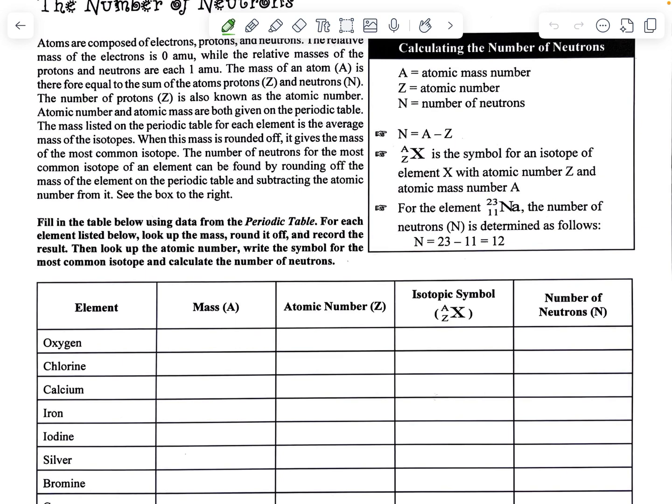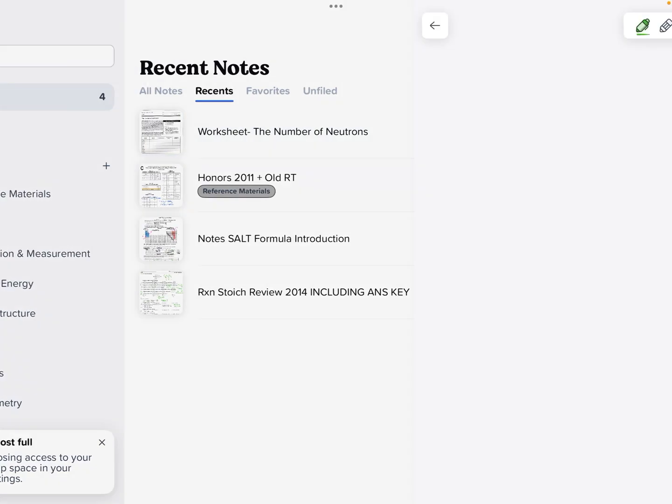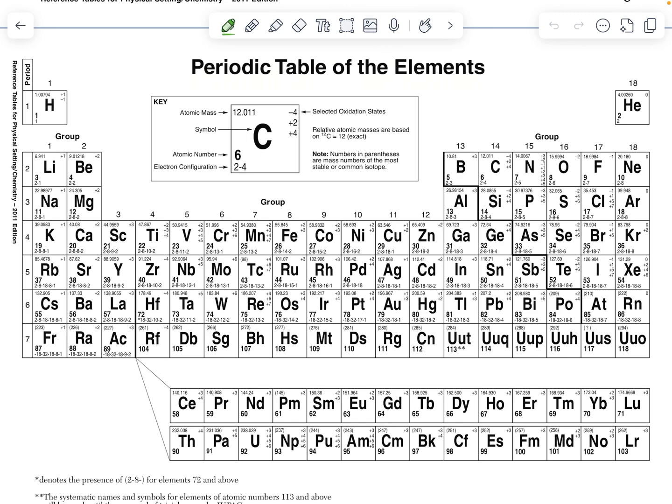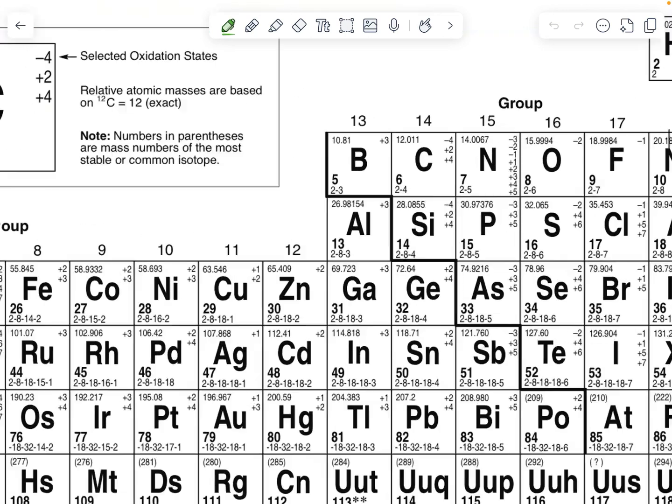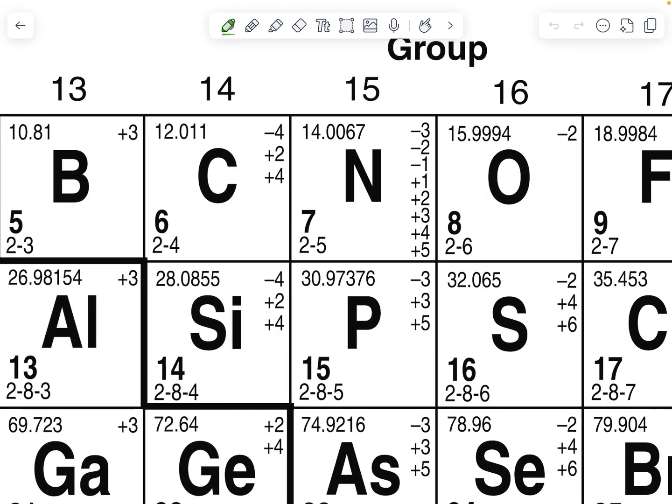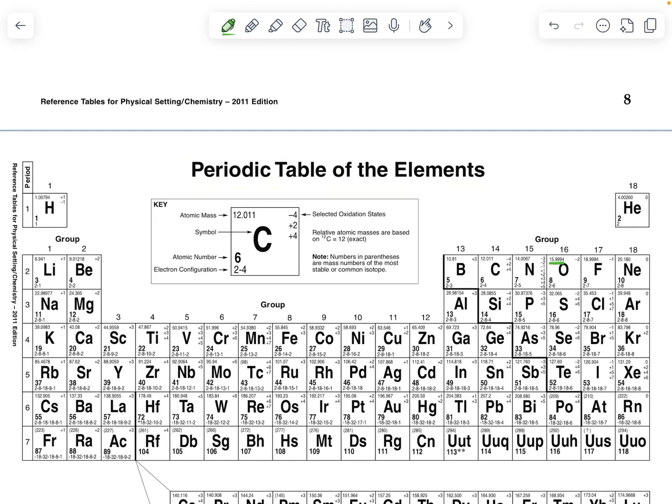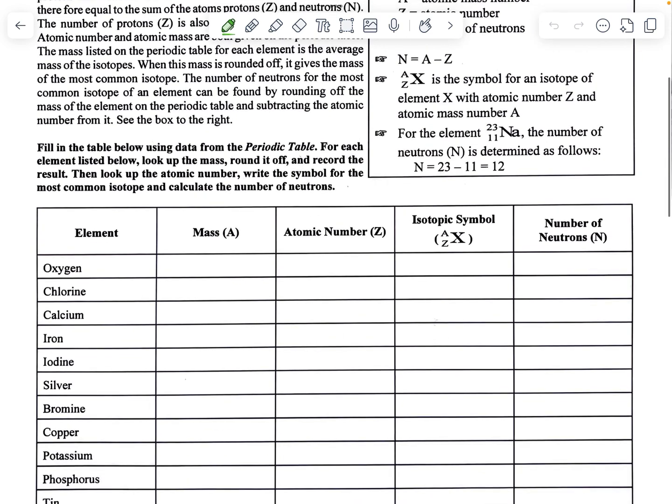Okay, so first thing I'm going to do is go to the periodic table, which is here. Your periodic table might look a little bit different. For example, I know that the first element on my sheet is oxygen. And so here I see oxygen's mass written as 15.9994. So I'm going to round that off to 16. And I'm going to do that for all my different elements here. I've already done this before, but I'm just going to show you how I do it.